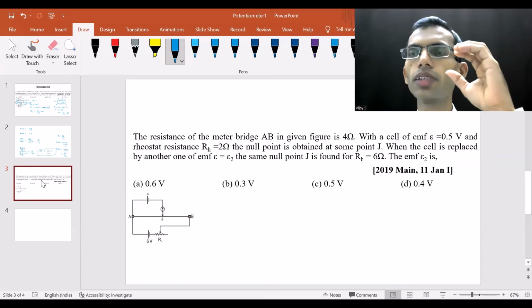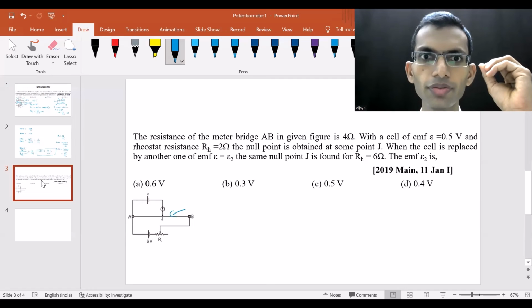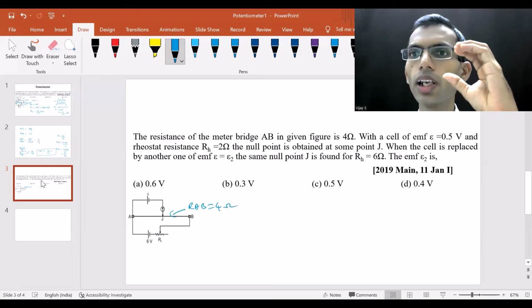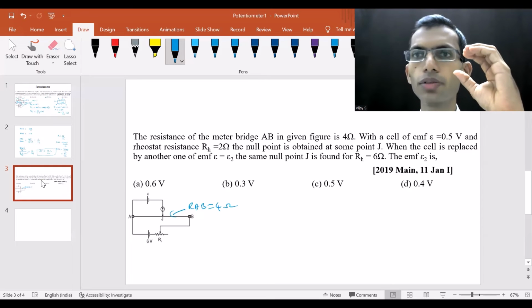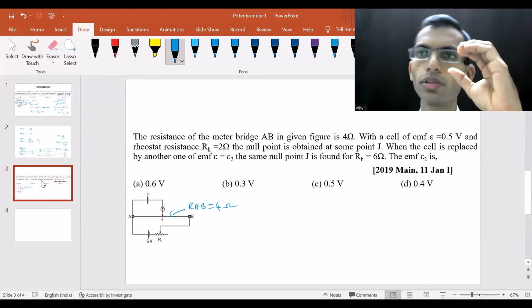Meter bridge means the length of the wire AB is 1 meter. What is RAB? He gave 4 ohm. With a cell of EMF E equal to 0.5 volts and rheostat resistance RH equal to 2 ohm, the null point is obtained at some point J.